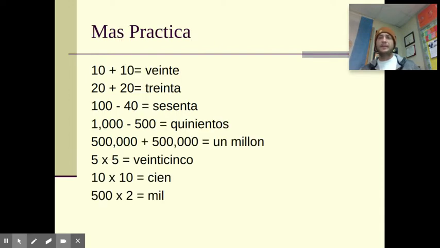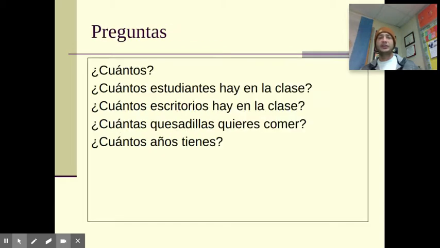If you're in my class, you're going to have this slideshow here for you. I've also provided this just here for the end, but that just says cuántos, which means how many. ¿Cuántos estudiantes hay en la clase? How many students are in the class? ¿Cuántos escritorios hay en la clase? How many desks are in the class? ¿Cuántas quesadillas quieres comer? How many quesadillas do you want to eat? And then the popular question, ¿cuántos años tienes?